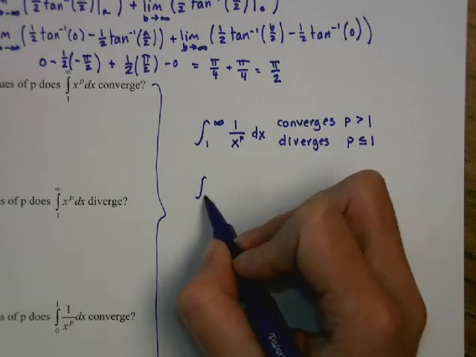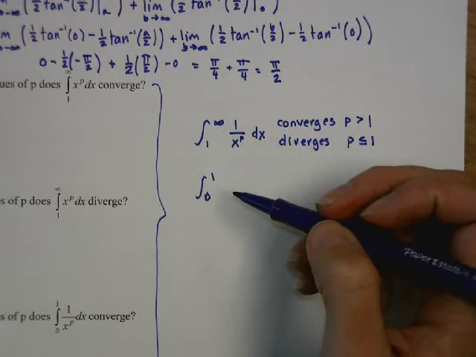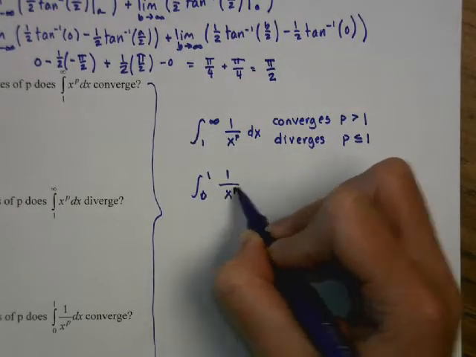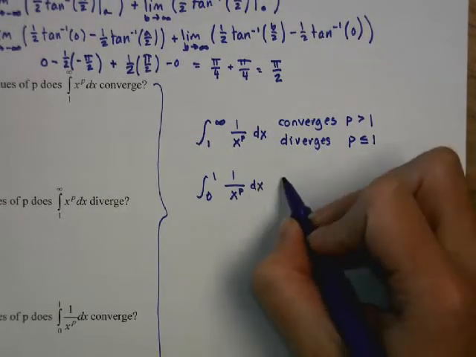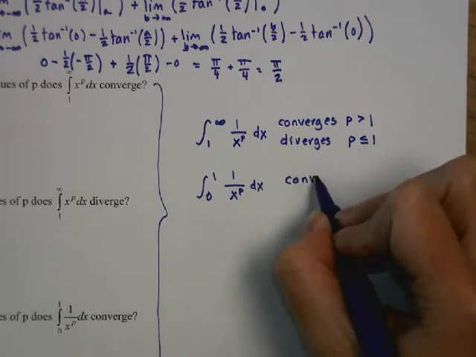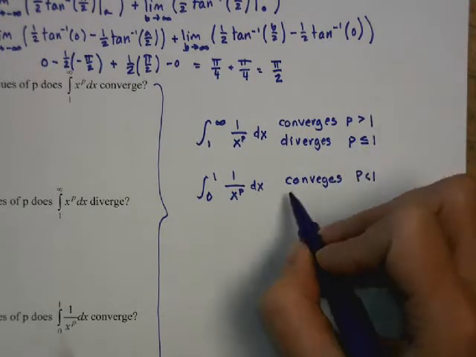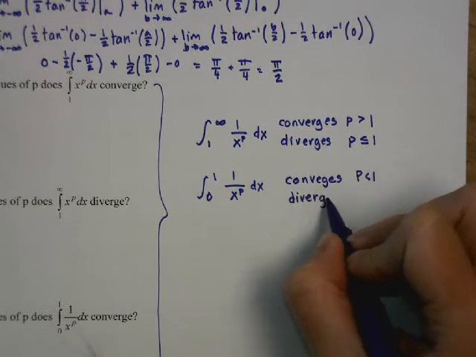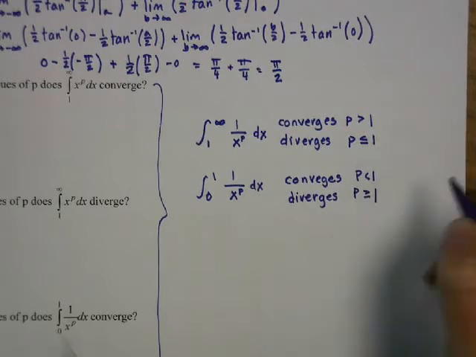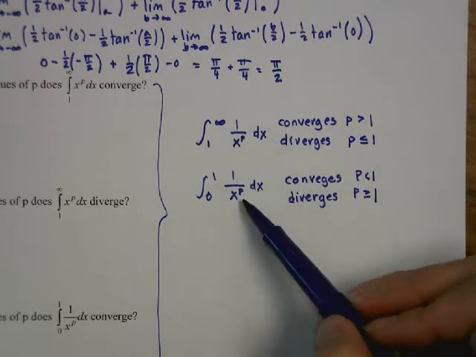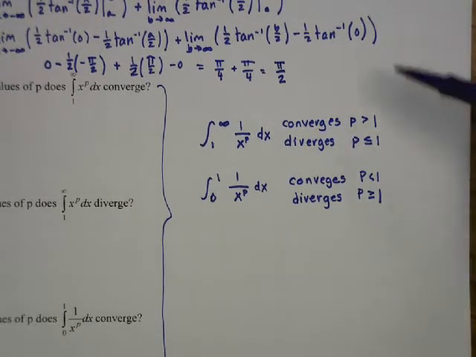The switch of that is true when we go from 0 to 1. So if 0 is asymptotic, this one converges if this number is less than 1. So this is, like I said, the opposite of that. It diverges when p is greater than or equal to 1. So in both cases, if it equals 1, it's going to diverge and diverge. But the switch is, they're flipped.